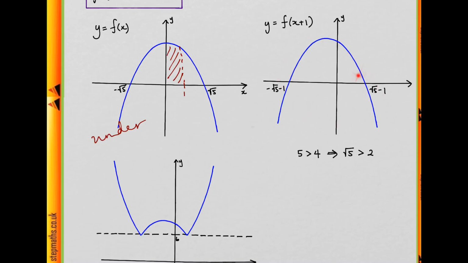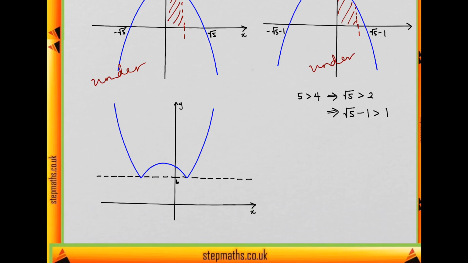And similarly for this one, because root 5 is greater than 2, root 5 minus 1 is greater than 1, so again 1 is over here somewhere, so we're looking for this area, and again our curve is concave, so we have another underestimate. And now for the last curve, this bit here is concave, but this bit is convex. So we're going to want to know where it turns.